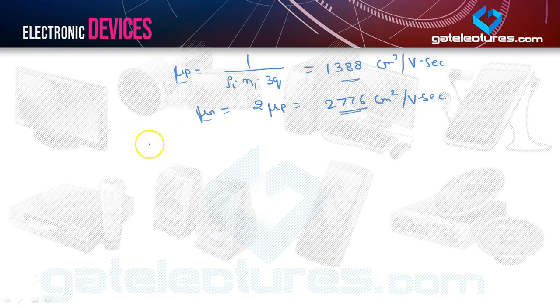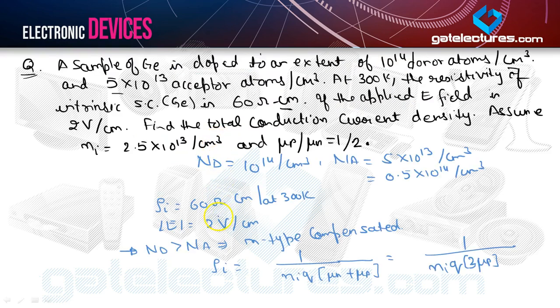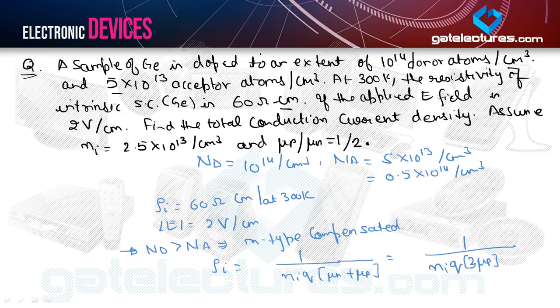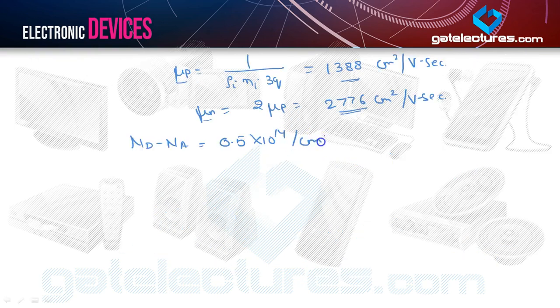Now we require the concentration of electrons and holes. Okay, now if we have a look at the value of Nd minus Na, what was the value of Nd? Nd is equal to 10 to the power 14, so 1 minus 0.5 gives 0.5 into 10 to the power 14 per centimeter cube. And what is Ni? It is 2.5 into 10 to the power 13 per centimeter cube.